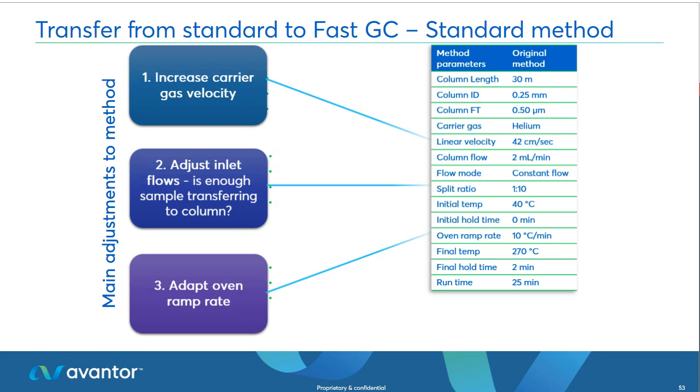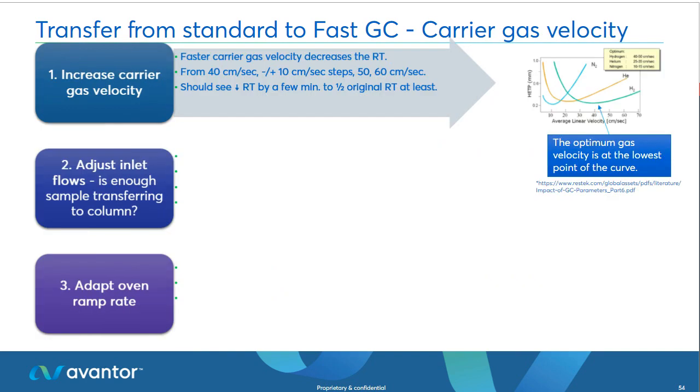When we increase the carrier gas linear velocity, this decreases the retention time. This is a way you can develop the method and run some tests. You can start from 40 centimeters per second, and then you can go plus or minus 10 centimeters per second steps. Maybe you can go to 50, 60 centimeters per second, maybe more. And then you can have a look at which one looks best.